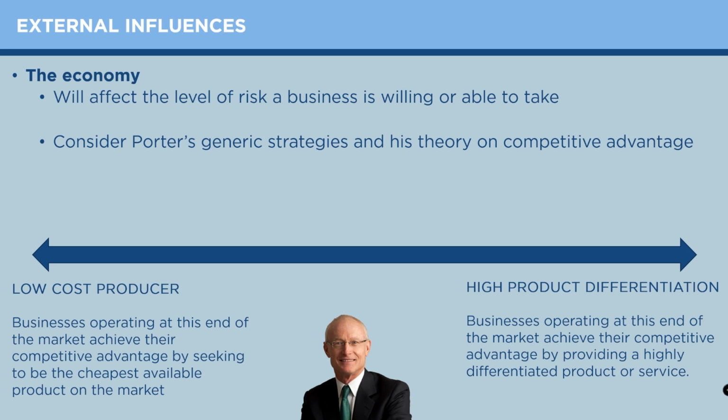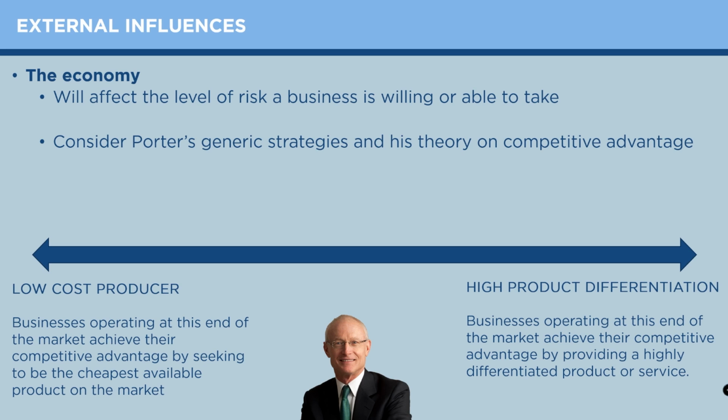External influences is a big theme that comes up quite frequently. There's one link to this in terms of the economy at the end of theme 2. The economy and all those different economic factors will affect the level of risk a business is willing or able to take. But if we think about Porter's generic strategies and his theory of competitive advantage, it's going to affect businesses at each side of this market in different ways.